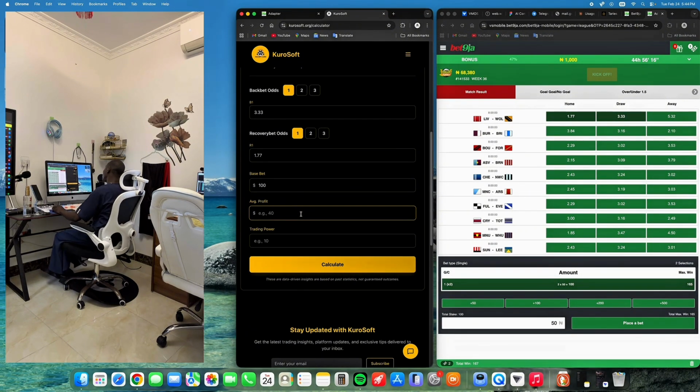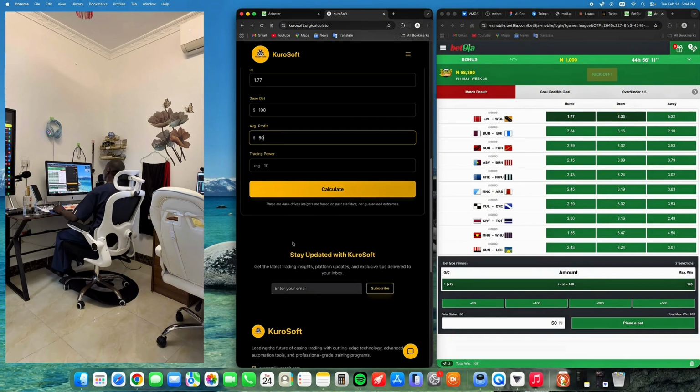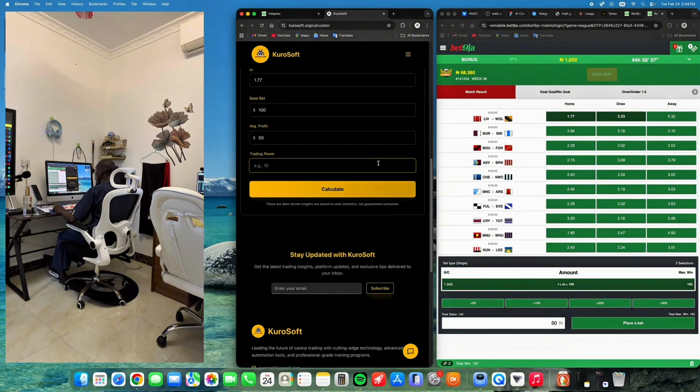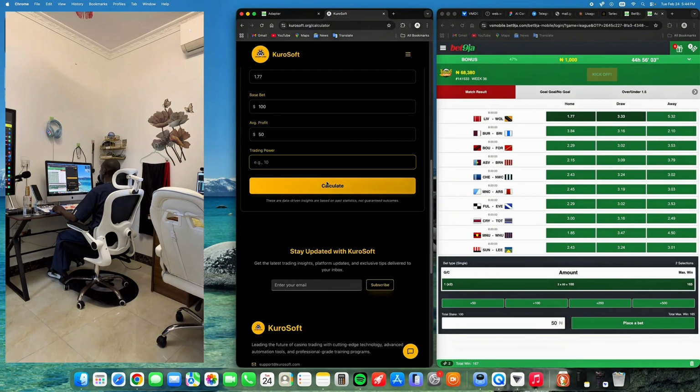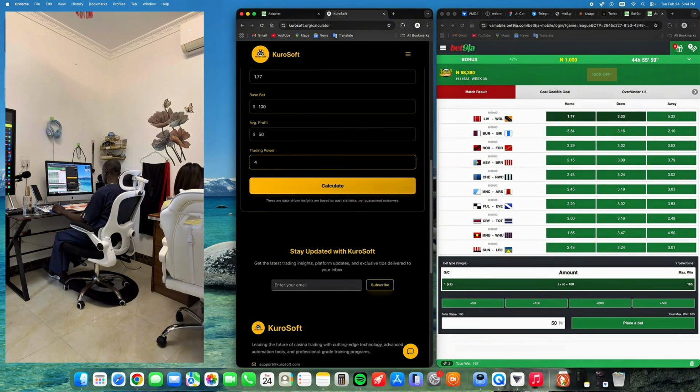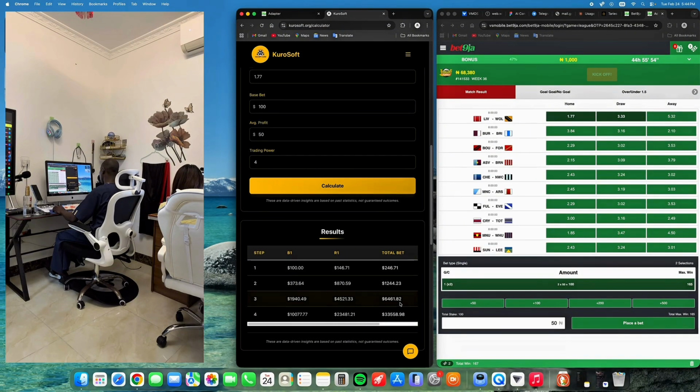Average profit, let me use 15 naira. Average profit is the amount of expected profit in case you make a win at any point, in case the recovery bet makes a win. The trading power, let me just put it at 4 times. Yeah, 4 times is enough.